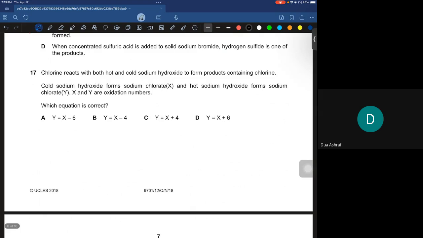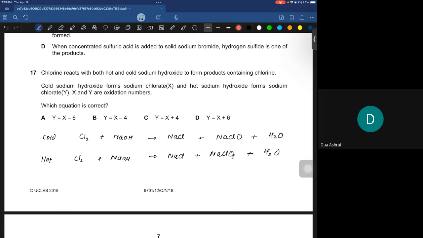You must know your equations. When chlorine reacts with cold sodium hydroxide, it produces NaCl plus NaClO plus H2O. This is for cold, and this is for hot. When chlorine reacts with hot sodium hydroxide, it produces sodium chloride, sodium chlorate, that is NaClO3, plus water. If you can see this, the oxidation number in NaClO is minus 2 plus 1, so it should be plus 1. In NaClO3, minus 6 and plus 1, it should be plus 5.